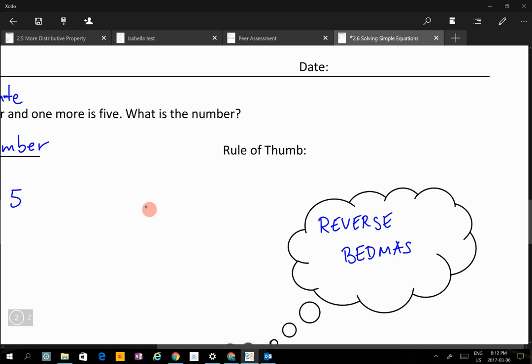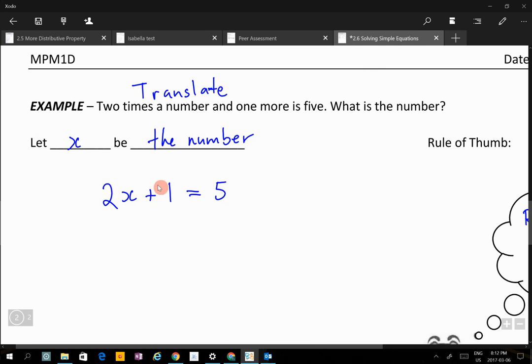So this time, instead of going from left to right, you're going from right to left. So you're looking at all the addition and subtractions that are happening first. So here I have an addition of 1 happening. So first I have to deal with this. So to do that, I subtract 1 on the left and I subtract 1 on the right. These two go away and I'm left with 2x equals 5 take away 1 is 4.